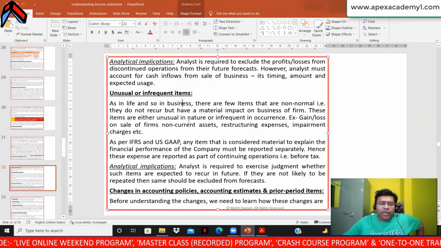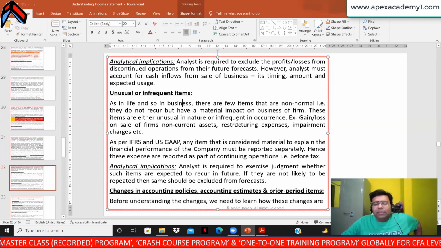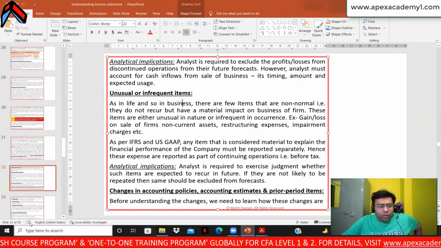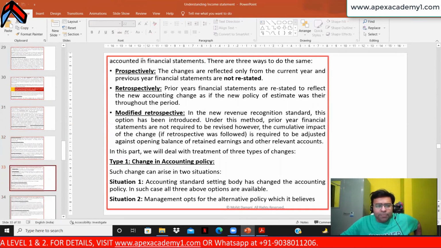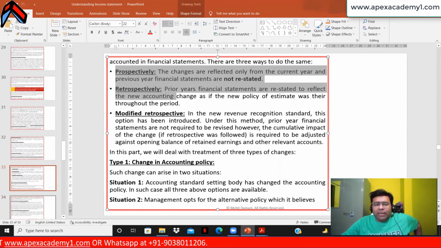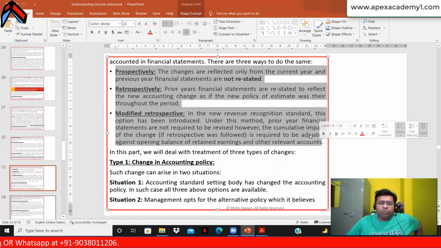Unusual and infrequent items, again the treatment is the same. It is an extraordinary item, you can show it on the lower side. Changes in accounting policies, accounting estimates, and prior period items. There are three ways to deal with that: prospective, retrospective, modified prospective.